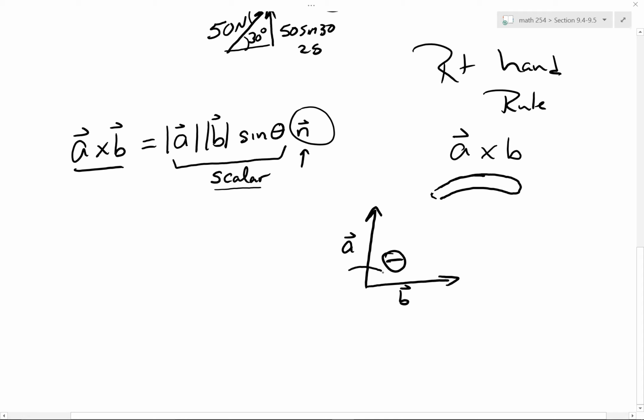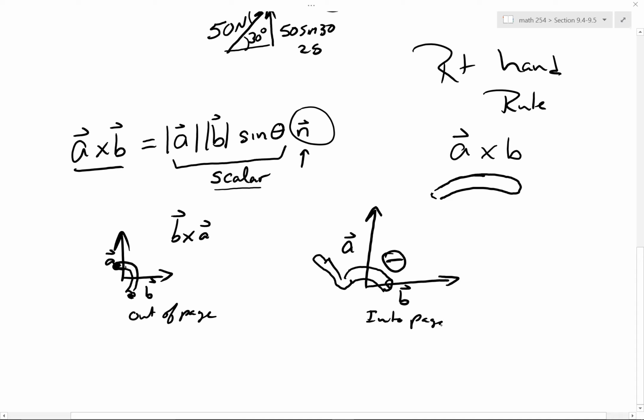Now doing this, my fingers go through here like that, my fingernails are over here like so and back, and my thumb is pointing into the board here. So my hands cross through A and B and my thumb points into the board. Now, notice if I was doing B cross A, my fingers would swing over, there's my fingernails, and this time with my right hand, my thumb would be pointing up towards me, up out of the page. So this is out of the page, and this is into the page.